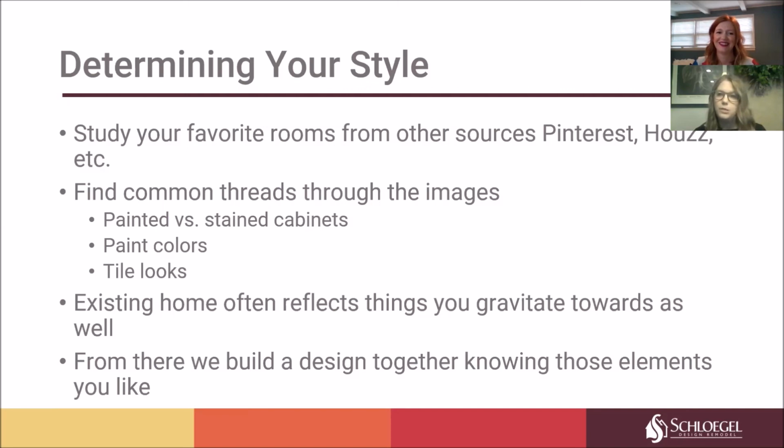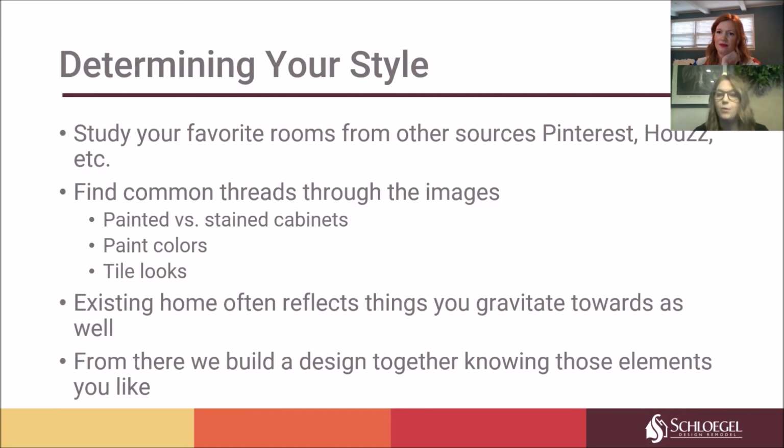Look through the images and find the common things that you'll start picking up on, that you'll be like, okay, I'm gravitating towards liking white painted cabinets, or why am I looking at these? Do I like the style of the cabinet? Is it a full overlay cabinet? Is it an inset cabinet? Is it a stain cabinet? What colors am I gravitating towards in the cabinetry or the walls?